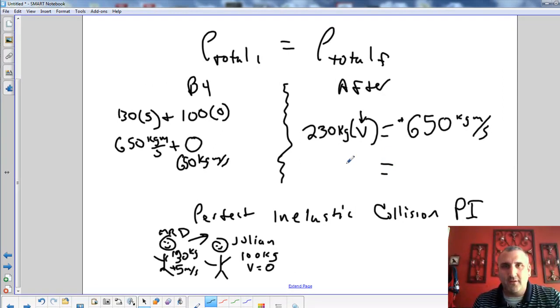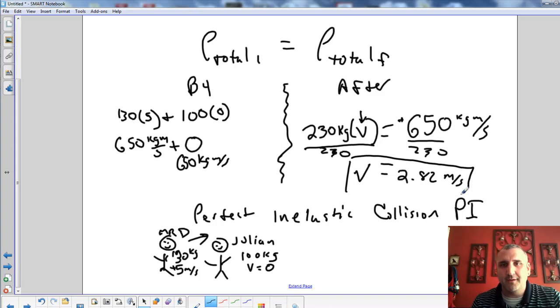This isn't terribly hard. We're going to solve for V, knowing that we're going to divide both sides by 230. Divided by 230. Divided by 230. And let's see, 650 divided by 230 should give us about 2.82 meters per second. Now, very interesting. It means we're both going to be going off in this direction at 2.82 meters per second.